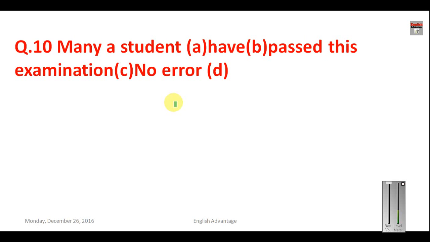Now question number 10 says many students have passed this exam. Okay, now please remember this thing, that there is a difference between many and many a. Okay, so many a is followed by singular noun, at the same time singular verb. So singular noun is correctly used here, but singular verb is missing here. So in place of this have, you have to say has. So many a student has. So in place of have, you have to write has, and then only the sentence can be corrected. Your answer will be B.